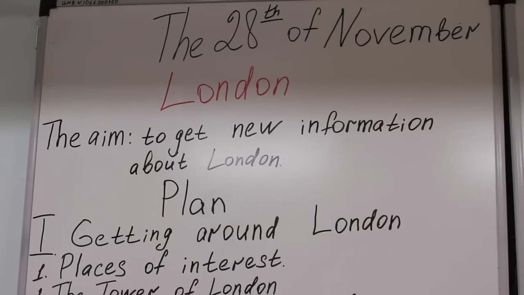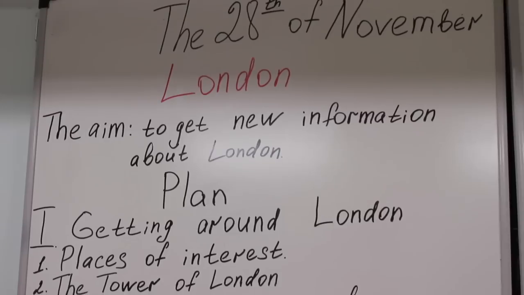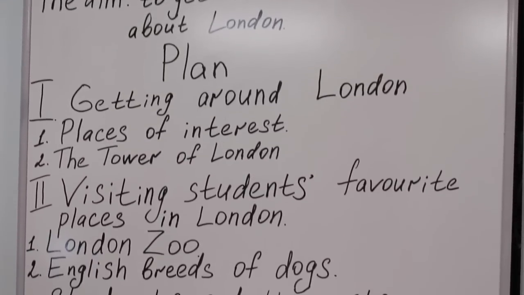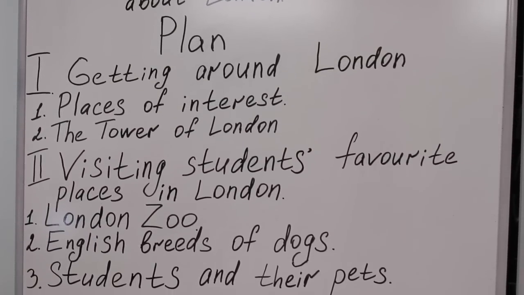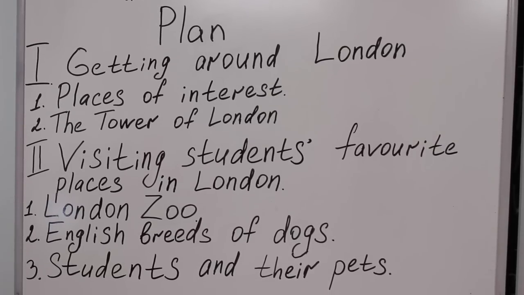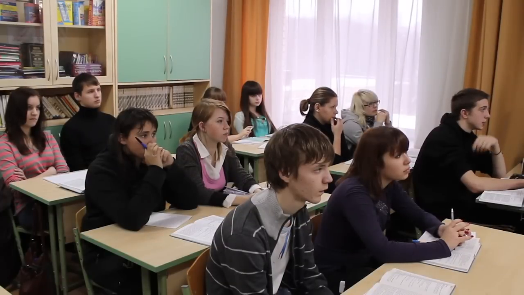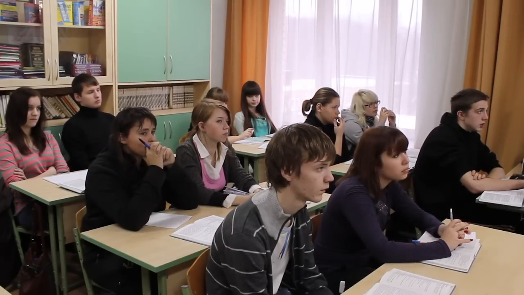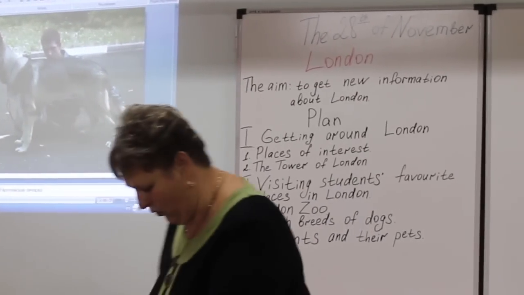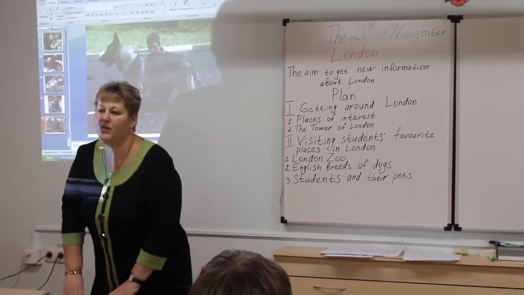You know that the aim of our lesson was to get new information about London. Is the aim achieved? Yes, it is. The plan of our lesson was getting around London, visiting places of interest, some sites. Have we visited London today? Yes, we have. We have visited different places of interest in London. And of course, we have visited the zoo, because Londoners like animals very much. And we have spoken about British breeds of dogs.